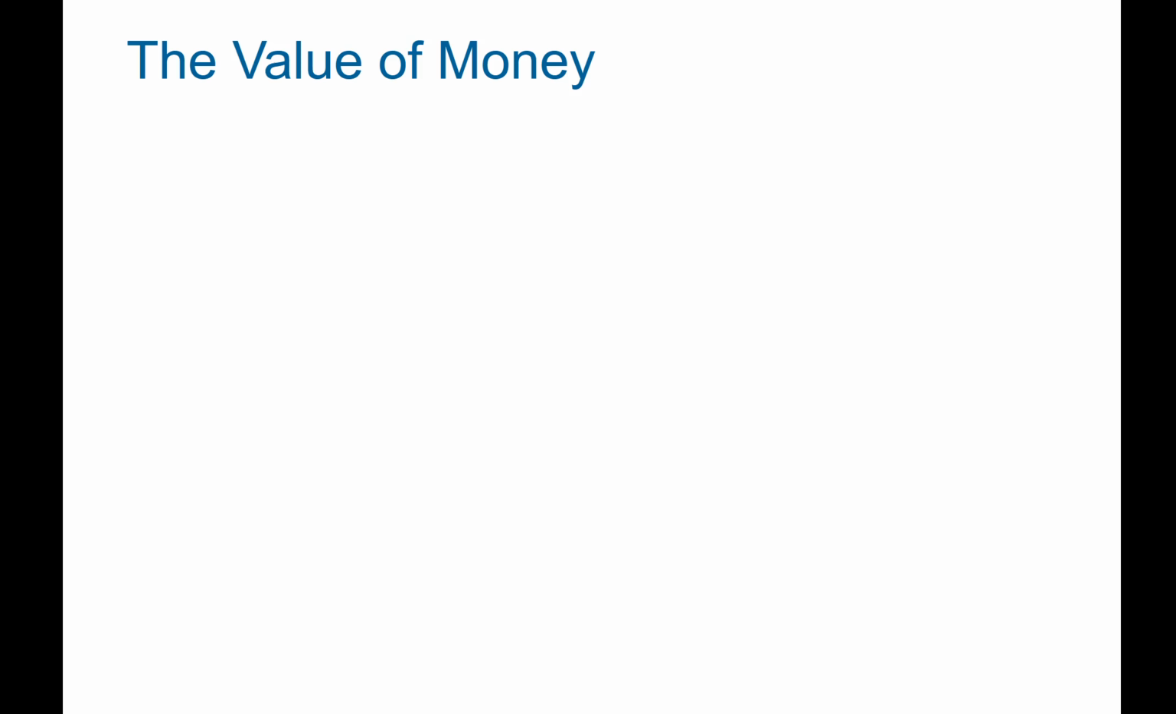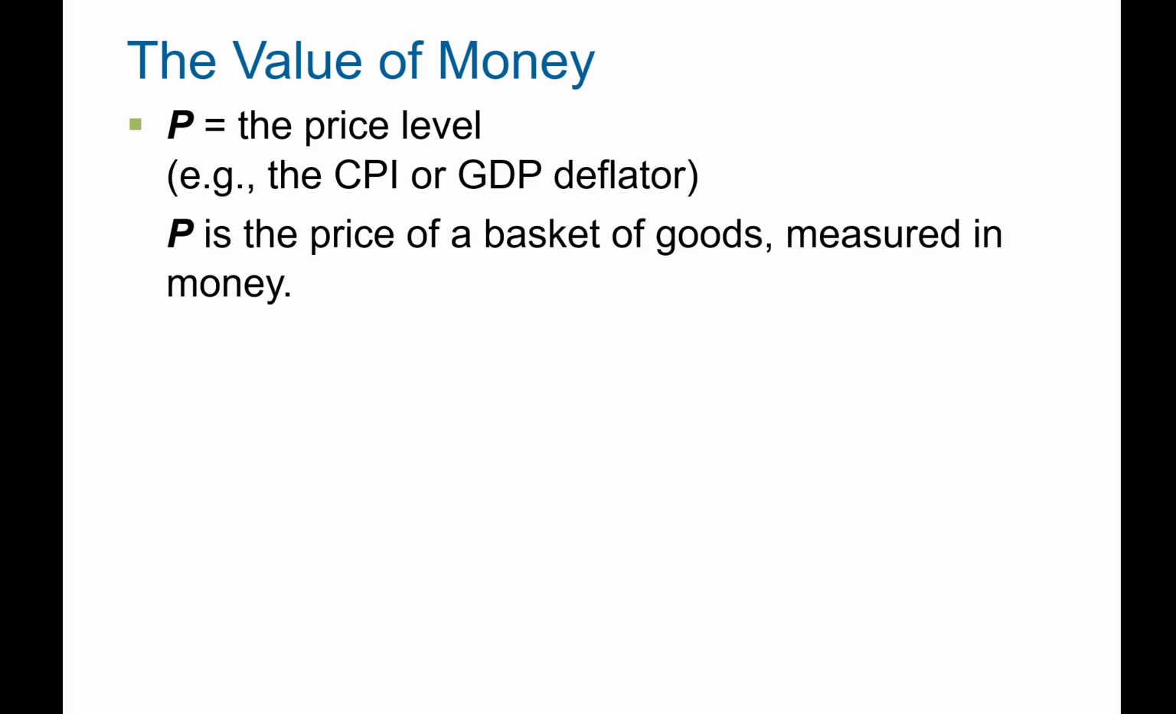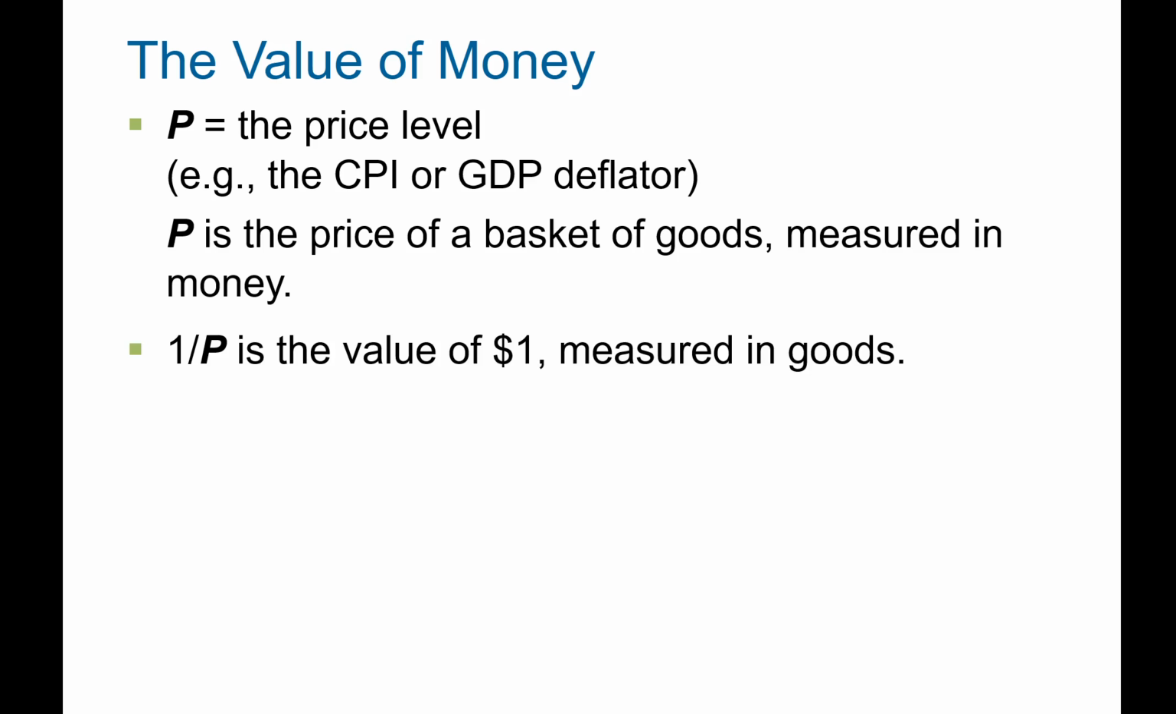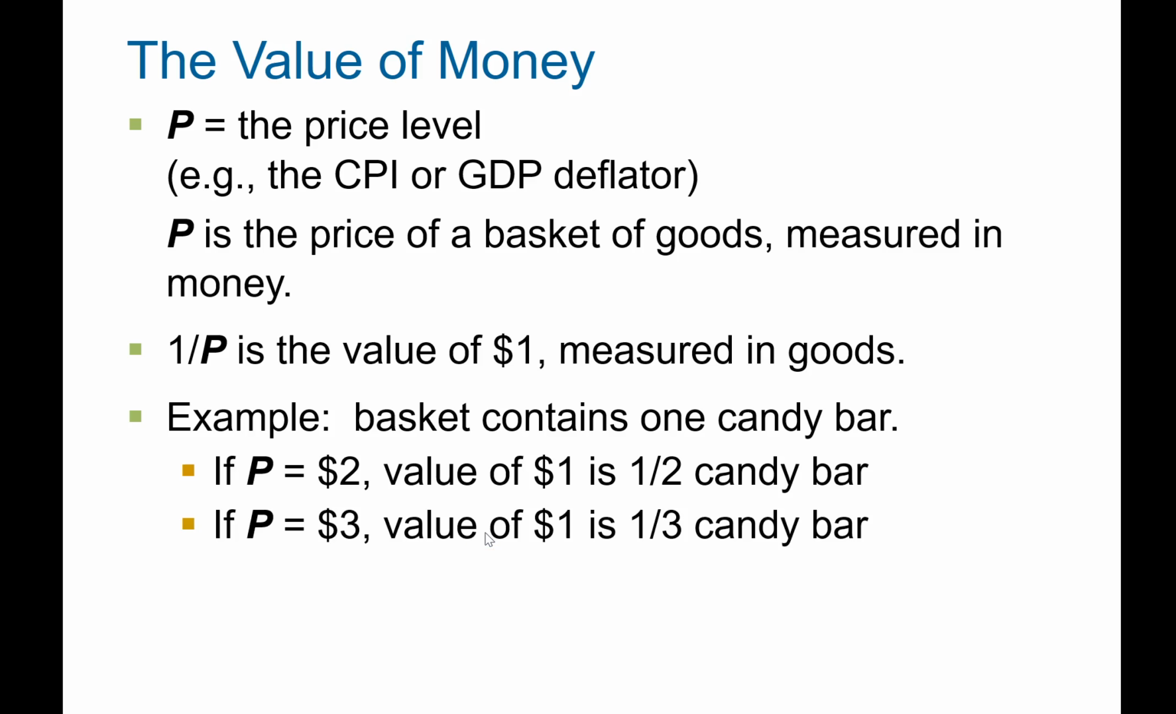So to get started, we're going to look at the value of money. If we identify P as the price level, and let's say that P is the price of a basket of goods measured in money, then 1 divided by P is the value of $1, what that $1 will purchase measured in goods. So an example of this, let's say we have a basket that contains a candy bar, and if the price of that basket is $2, then the value of $1 is 1/2 of a candy bar. If the price of that basket is $3, then the value of $1 is going to be 1/3 of a candy bar.